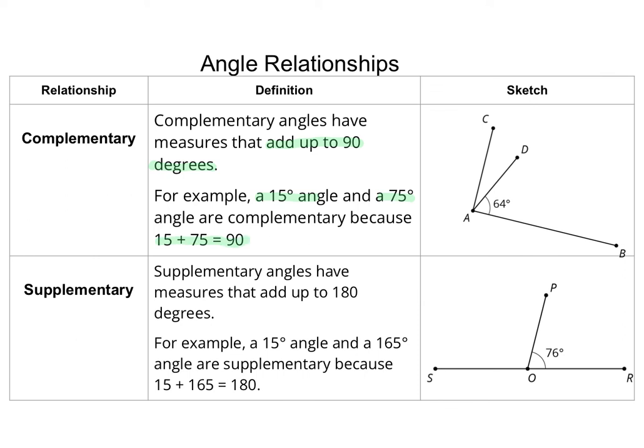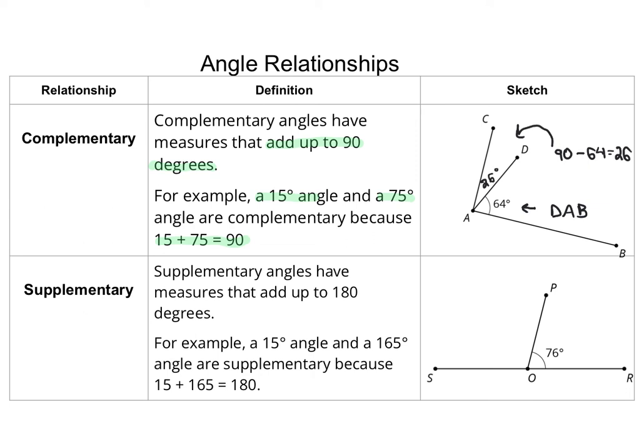Right here, what we have is one angle that is 64 degrees, so we would call that DAB. And we want to know what this one is. So we could work some backwards, and we could say, well, if these are complementary angles, then they have to add to be 90. So then inverse operations, 90 minus 64 equals 26. So then angle CAD has to be 26 degrees.